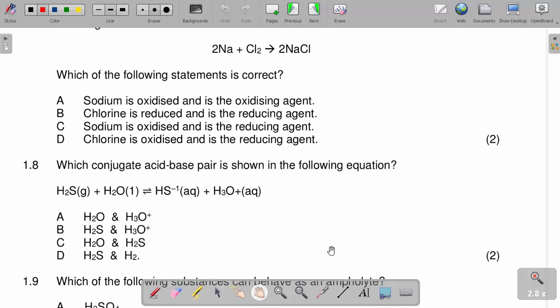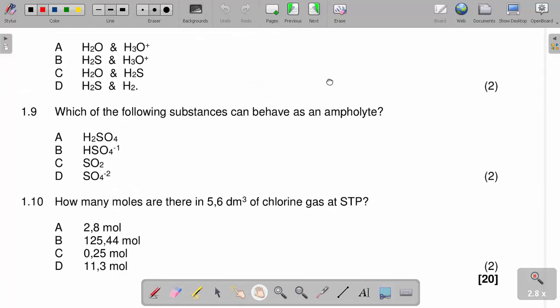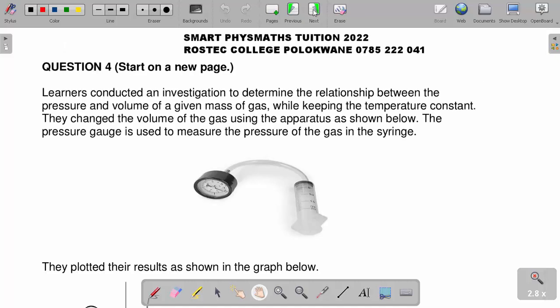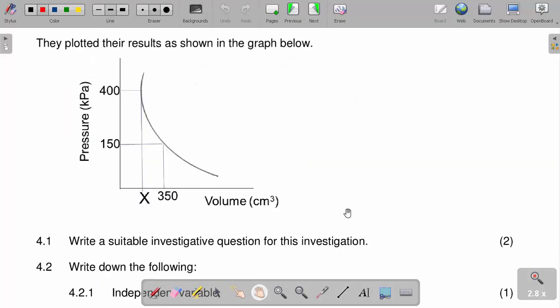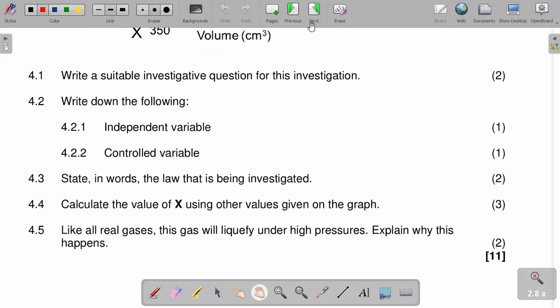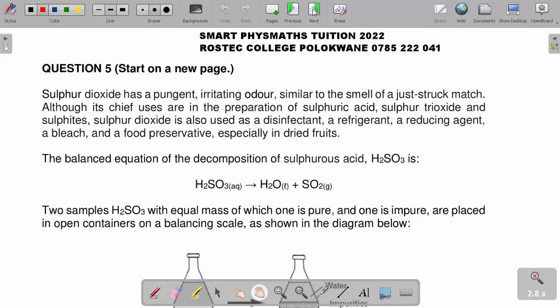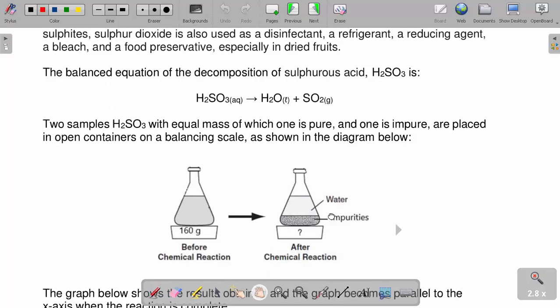That is acids and the bases. However, if you want to read about acids and the bases, you can inbox me on my number 0785-222-041 and I can send it to you. However, you can try out these questions here to see if you are ready for your exam on Monday. Are we together? The questions continue here. Try them out.